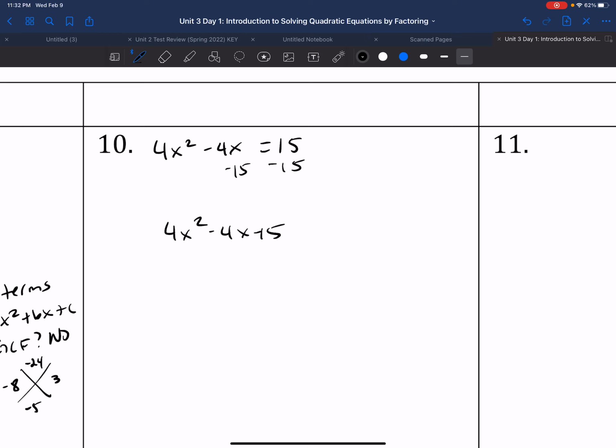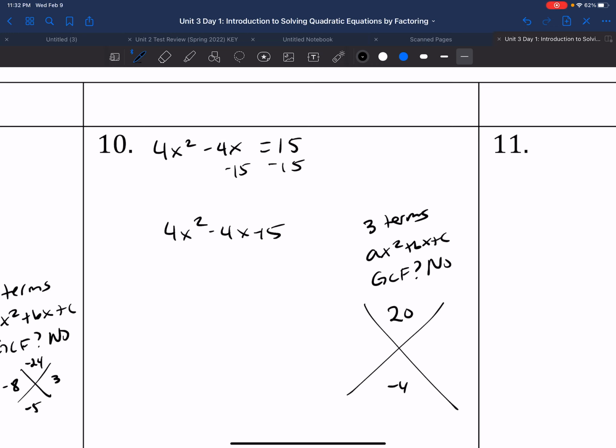How many terms are there? There are 3 terms. I see it's in the form ax squared plus bx plus c. Is there a GCF? No. So I'm going to proceed to using my x method. So 5 times 4 is 20, and then -4 on the bottom.